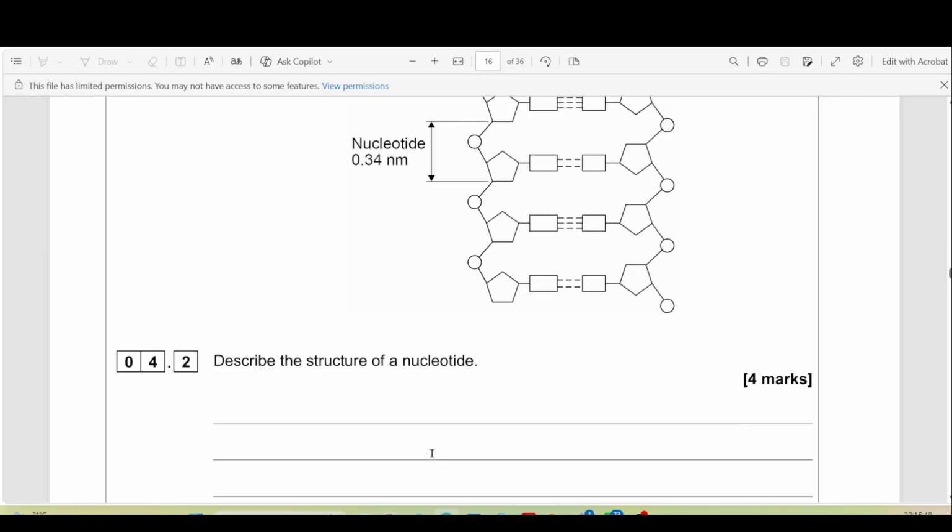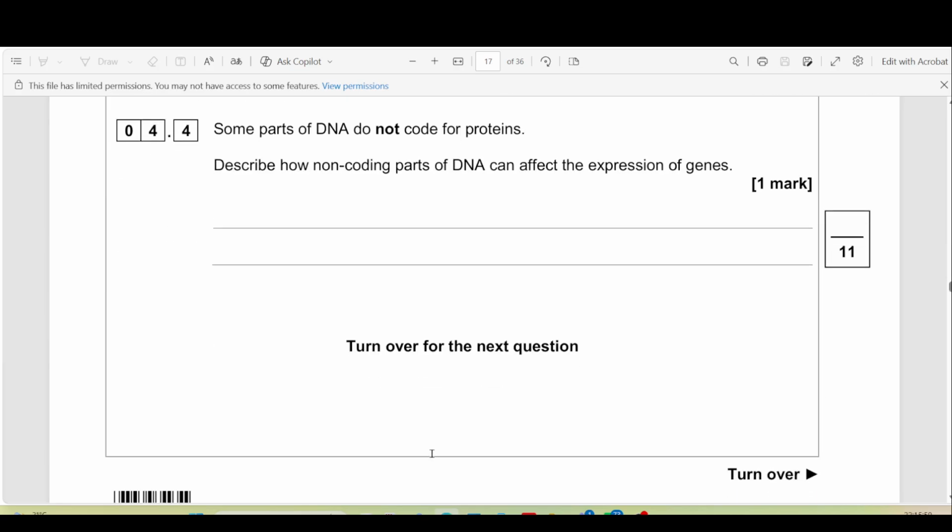Some parts of DNA do not code for proteins. Describe how non-coding parts of DNA can affect the expression of genes. Hmm, I have no clue what that means.